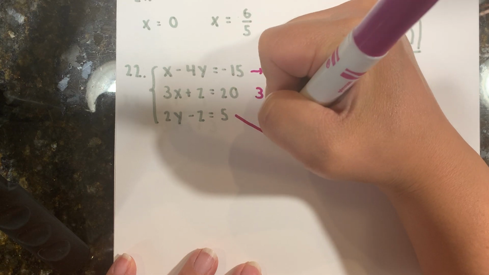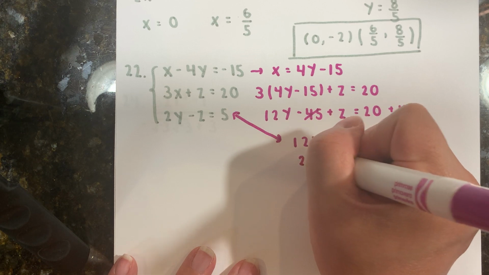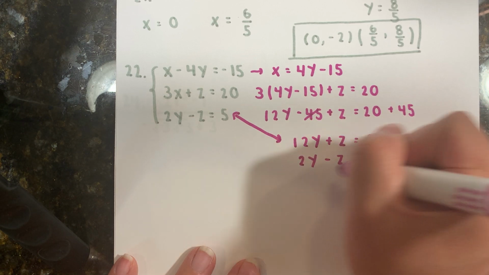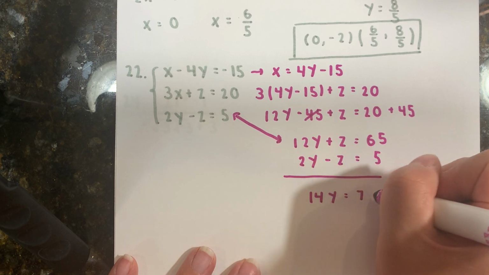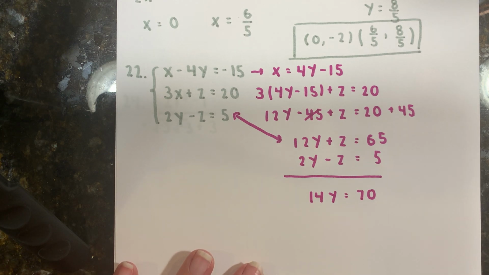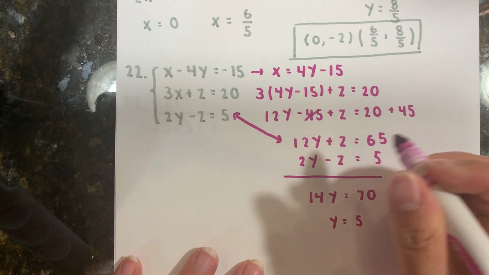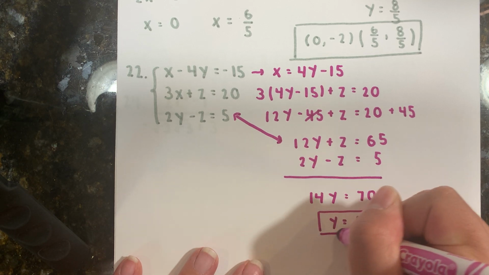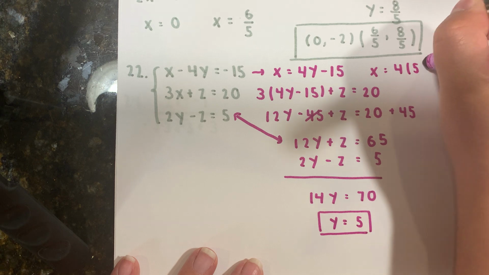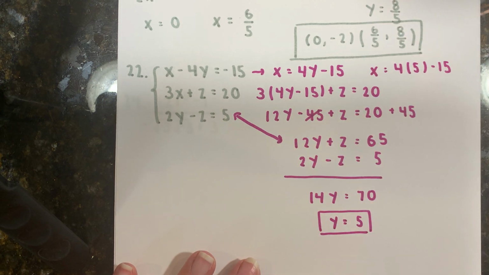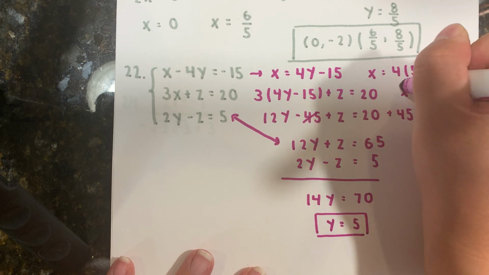Now what I'm going to do is take these two equations and add them together. And that would give me 2y minus z equals 5. Added to that cancels out the z's. So you have 14y is equal to 70. And 70 divided by 14 is 5. Now you can solve for x in this equation, giving me x is equal to 4 times 5 minus 15. 4 times 5 is 20, minus 15 would be 5, so x would be equal to 5.